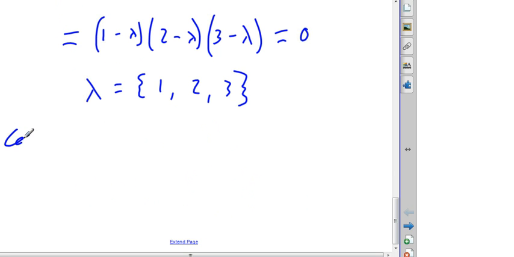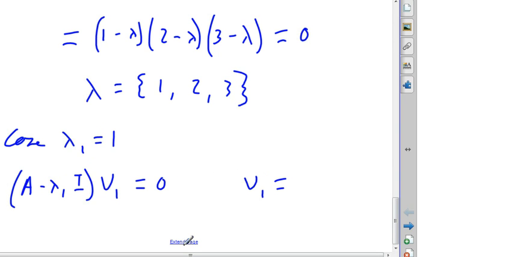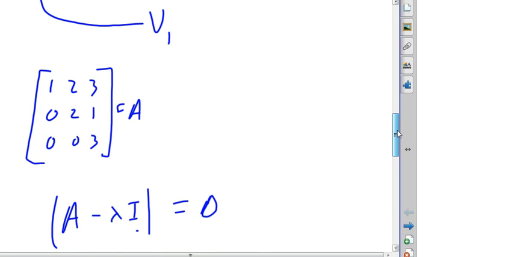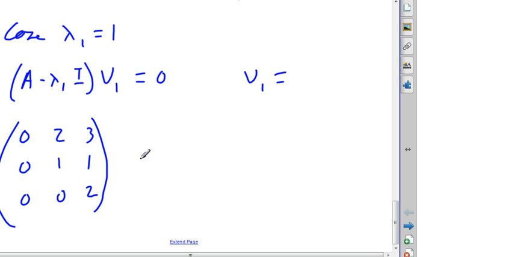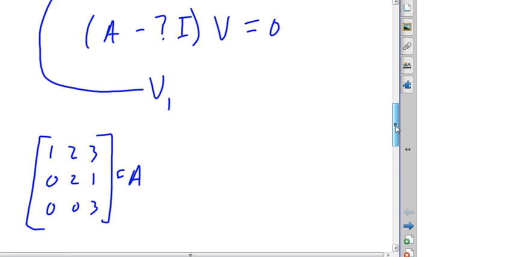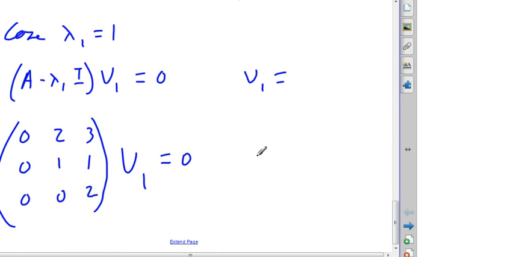And then I say, case 1, lambda 1 is equal to 1. And then I go A minus lambda 1 I, times v1 equal to 0, and then I figure out what v1 is equal to. Okay, so if I remember what A was, 1, 2, 3, 0, 2, 1, 0, 0, 3, I would have 0, 2, 3, 0, 1, 1, 0, 0, 2, times v1, equal to 0. So by inspection, v1 is going to be 1, 0, 0. And that works, so I would keep that.